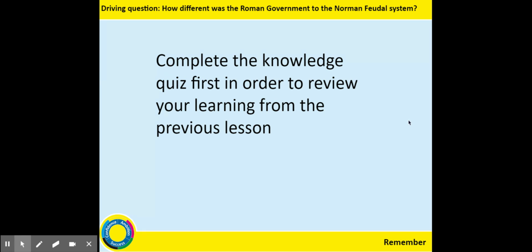Now, we've looked at both of these before in previous terms, so some of this is revision, and then we are comparing the two. Just like last lesson, you are going to start with the quiz. Go to the knowledge quiz part of this lesson. The first questions are based on last lesson, so lesson 1 based on the invasion. The second half of the quiz is based on revision for this lesson, so things that we have looked at before to help you with this lesson.